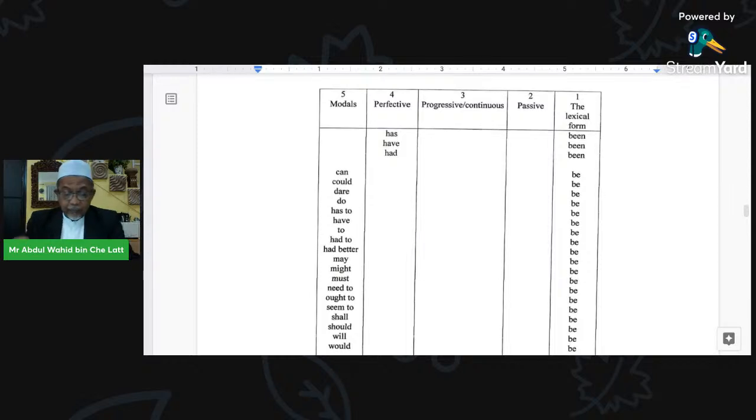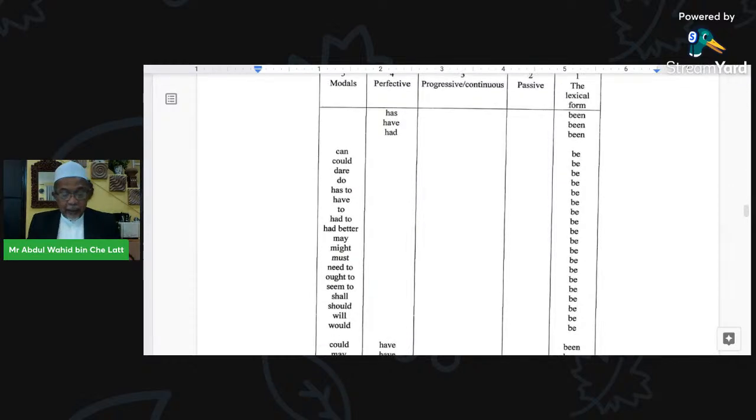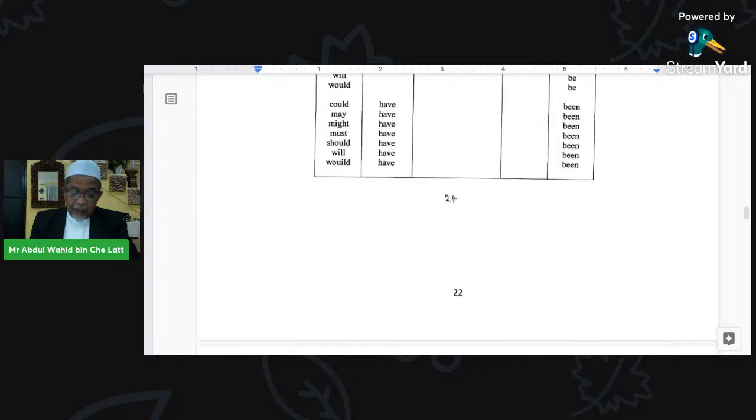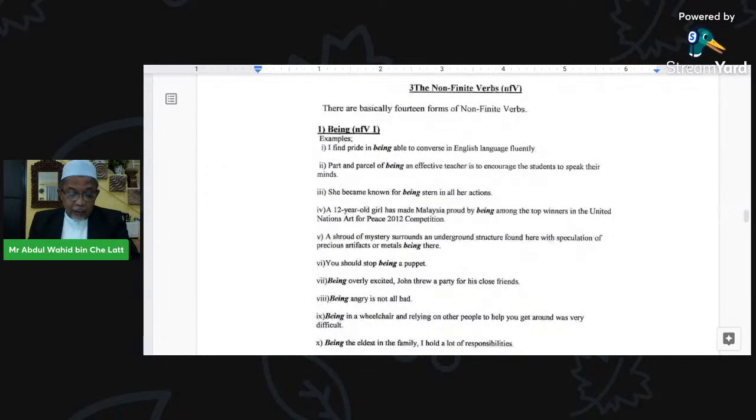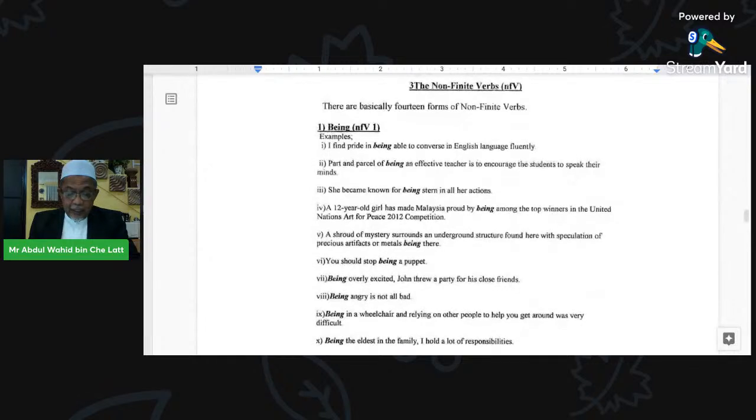Alright? Okay, ladies and gentlemen, teaching the finite verb phrase takes quite some time. So teachers are advised to use the double period. And then students are also advised to have the finite verb phrase table during every English lesson because we can use it as a reference on and off. Okay?